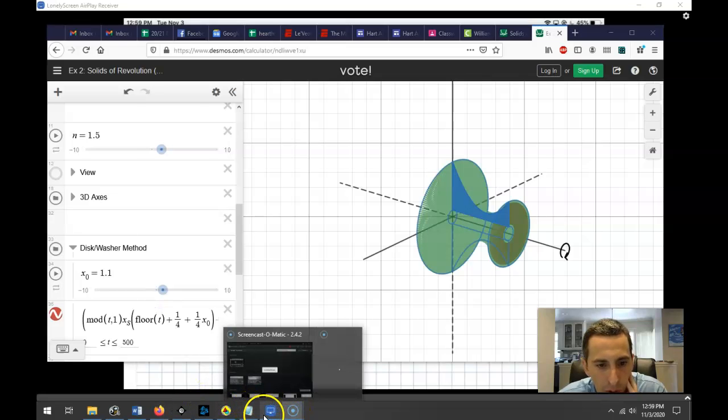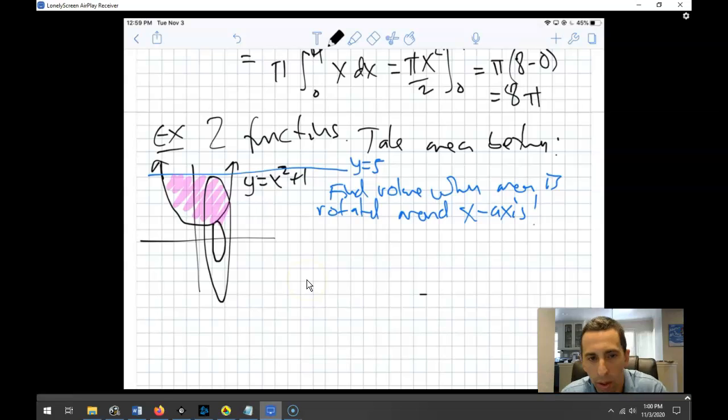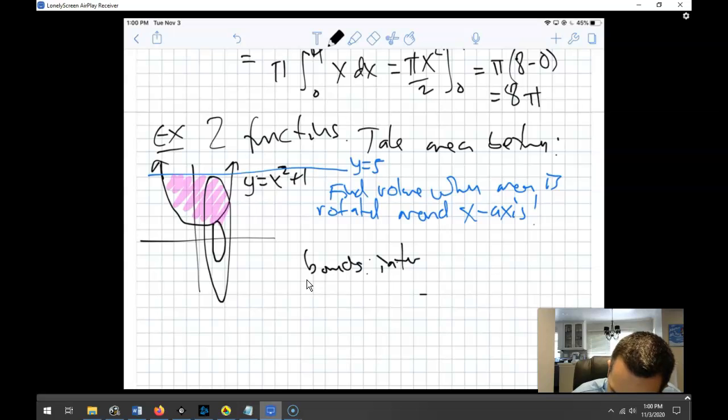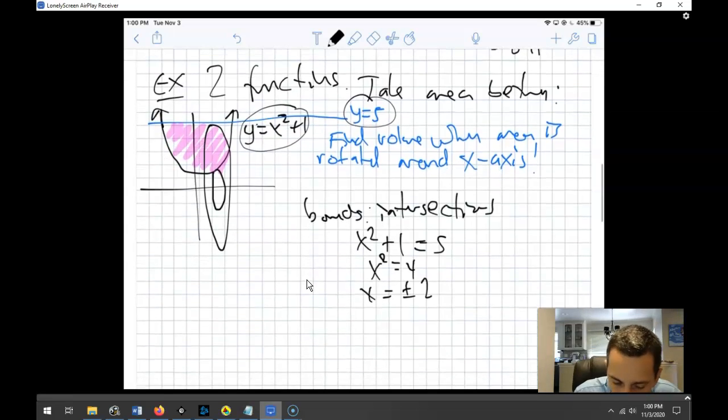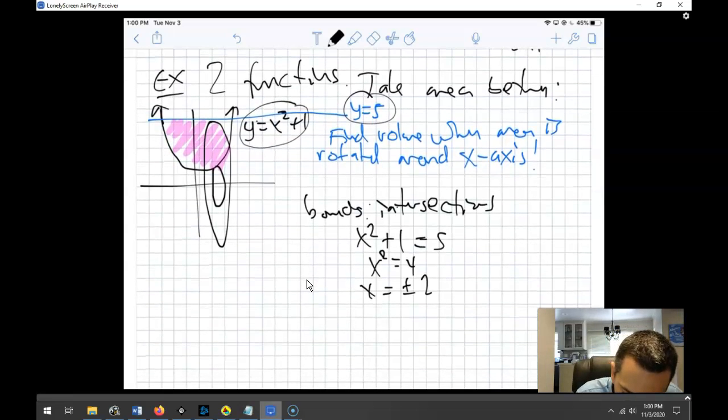All right, so what I'm going to do, first off, let's find the bounds. I guess the bounds are the intersection points. So I need to set these equal to each other, and maybe you have to use your calculator in some cases. Here we just have x squared plus 1 equals 5, because those are my two functions. So that means x squared equals 4. So the bounds are x equals plus or minus 2. So when I want to find this volume, again, I'm going to integrate those donuts across from -2 to 2.